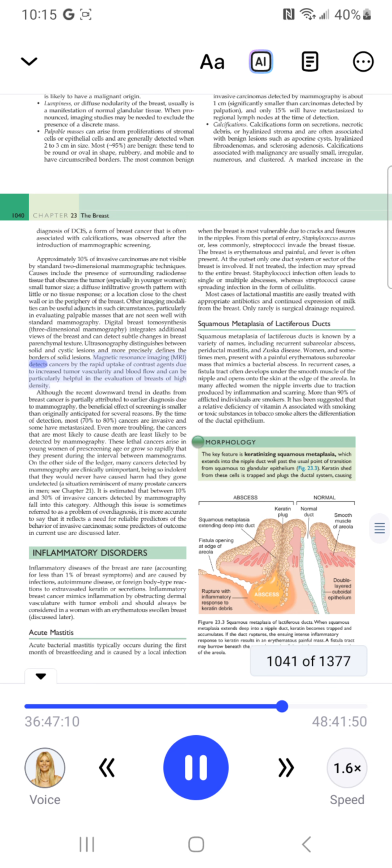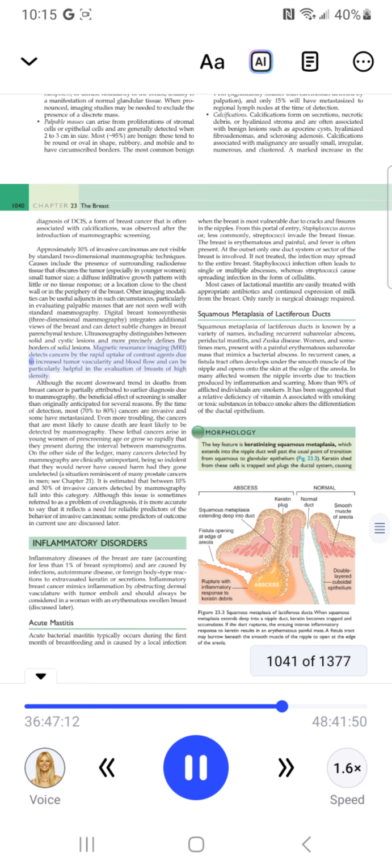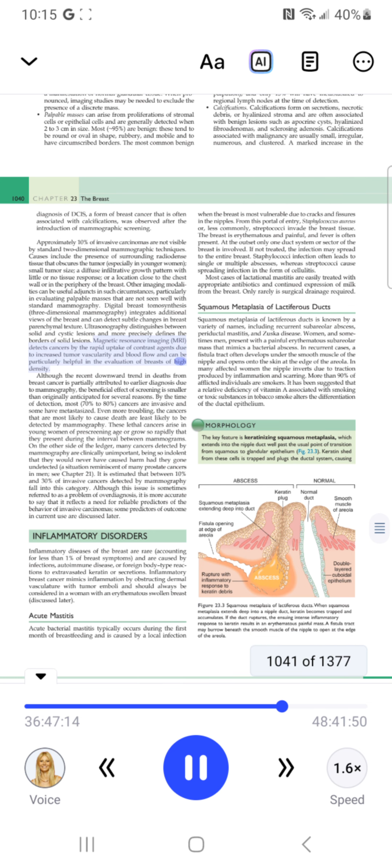Magnetic resonance imaging, MRI, detects cancers by the rapid uptake of contrast agents due to increased tumor vascularity and blood flow, and can be particularly helpful in the evaluation of breasts of high density.